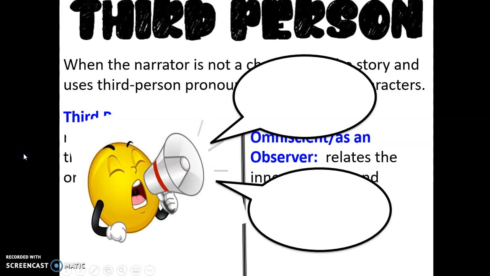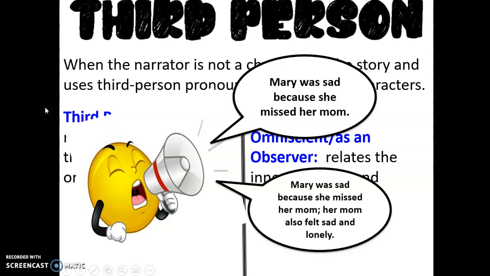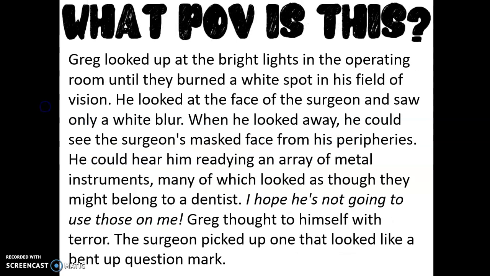Third person limited: Mary was sad because she missed her mom. We only know the thoughts and feelings of Mary here. We know she's sad. We know she misses her mom. Third person omniscient or as an observer would be more along the lines of: Mary was sad because she missed her mom. Her mom also felt sad and lonely. There we have how Mary feels and we have how mom feels. Because we know more than one person, that's omniscient or as an observer.